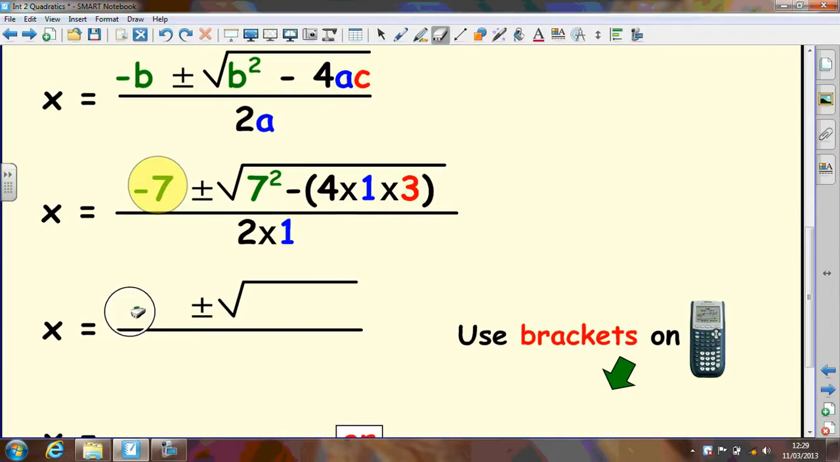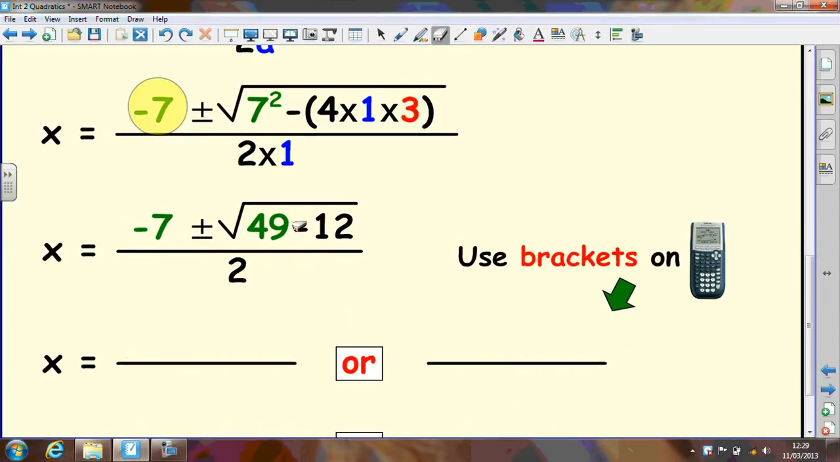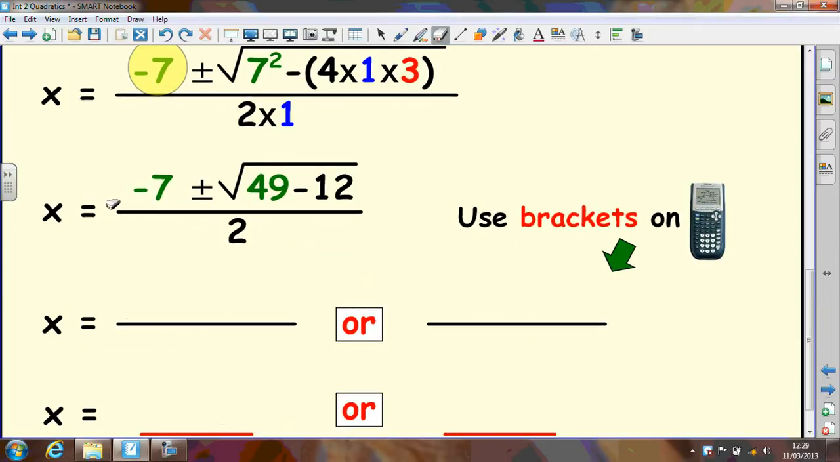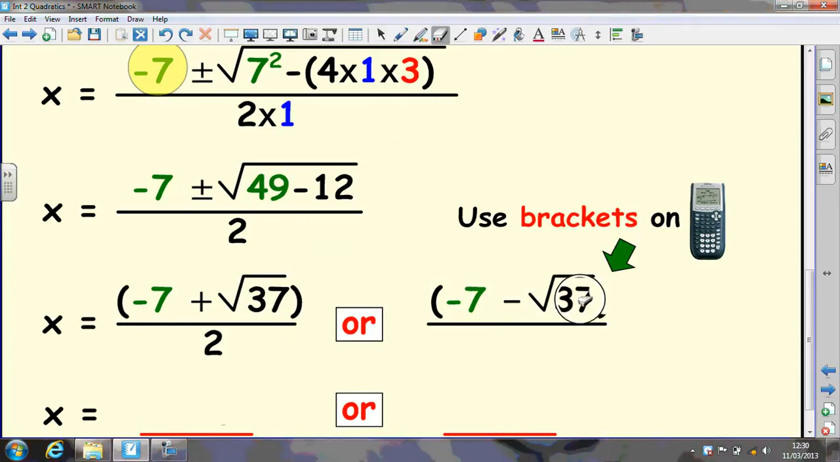So what we have here is negative 7 plus or minus. You do the 7 squared first. That gives you 49. Then take away and then do the bracket part. So 4 times 1 is 4, times by 3 is 12. And that's all over 2. We split this up into 2 parts. We do negative 7 plus the square root of this answer, or negative 7 take away the square root of this answer. So that's what we have there, negative 7 plus the square root of 37 all over 2, or negative 7 take away the square root of 37 all over 2.